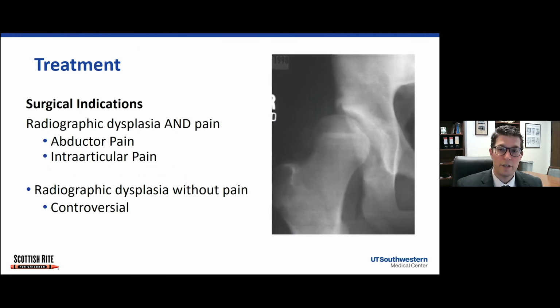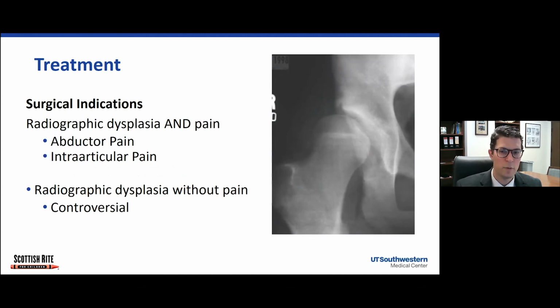Our surgical indications are for patients who fail non-operative management. And so that's a patient that has radiographic dysplasia and pain, usually again, that abductor fatigue pain just above the greater trochanter or intra-articular groin pain anteriorly. And we treat them surgically with what's called a periacetabular osteotomy, as we'll show you on the next page.